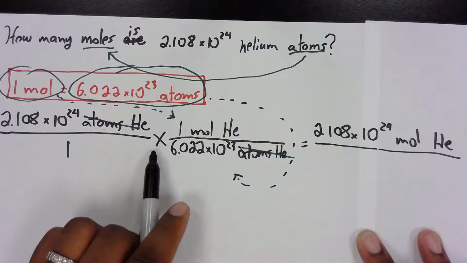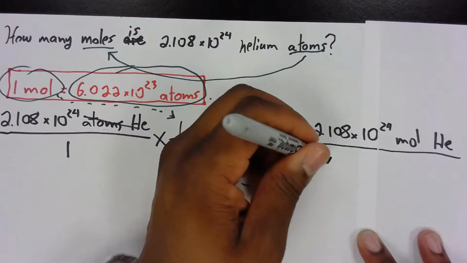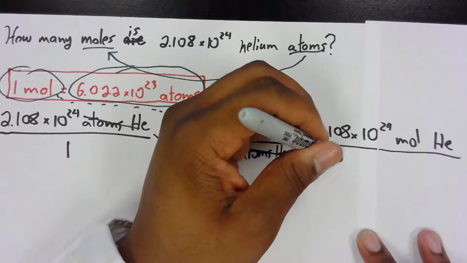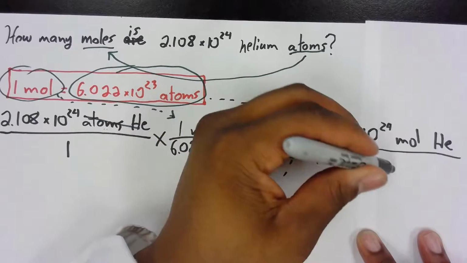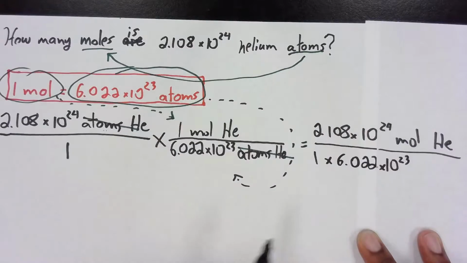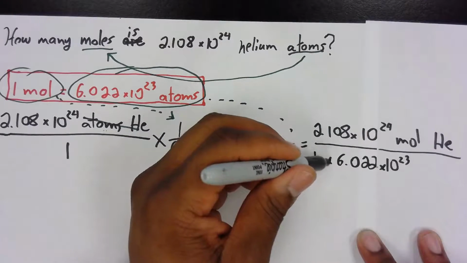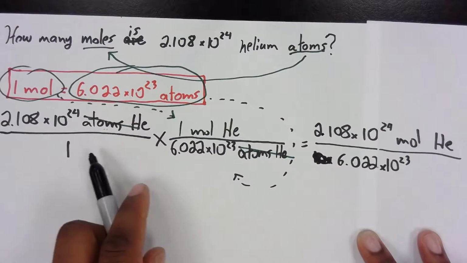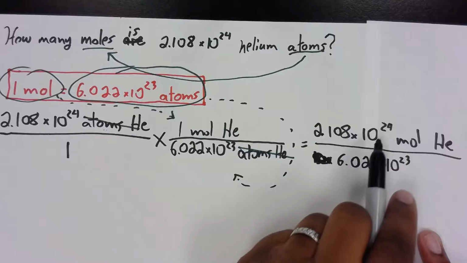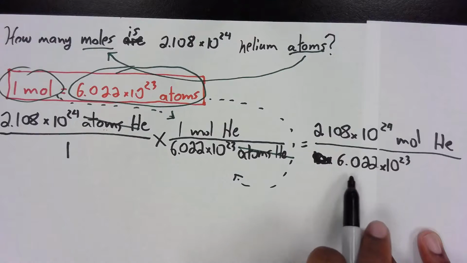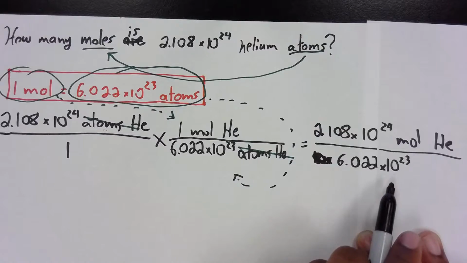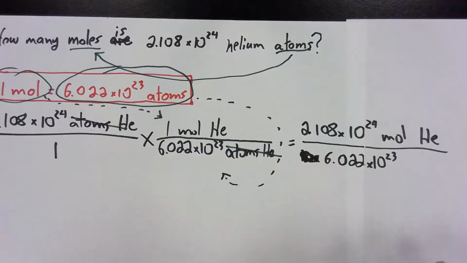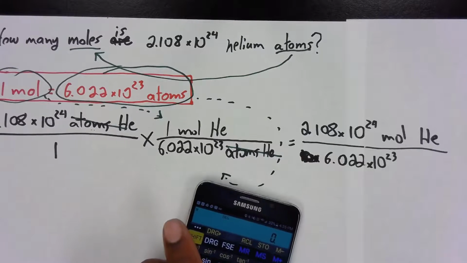Now on the bottom, I have 1 times 6.022 times 10 to the 23rd. Any number times 1 is going to be itself, so I'm not even going to write this right here. So I'm going to have 2.108 times 10 to the 24th up top. I'm going to have 6.022 times 10 to the 23rd on the bottom. And the next step here would be finally to solve the problem by dividing.